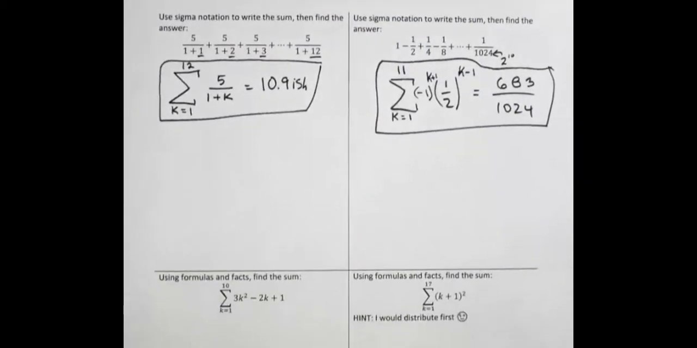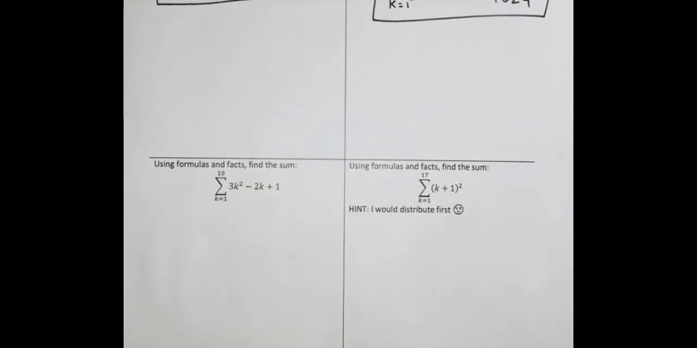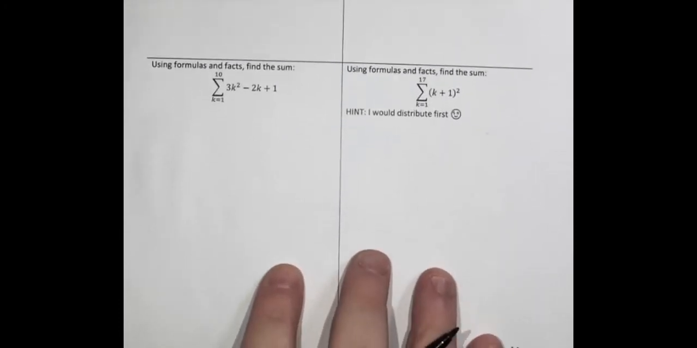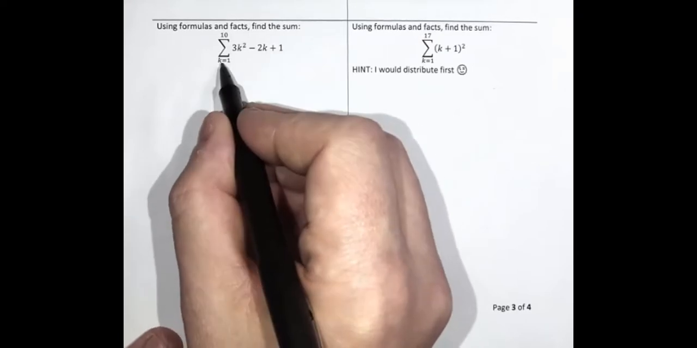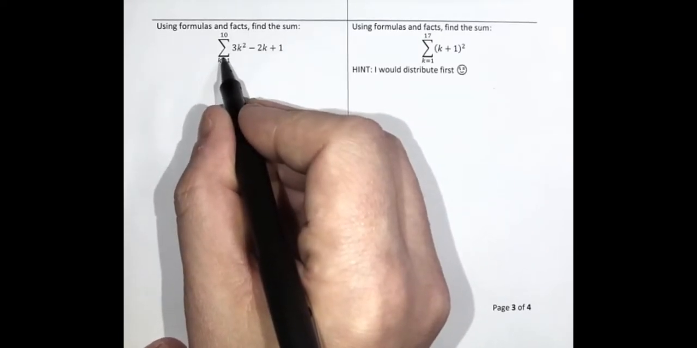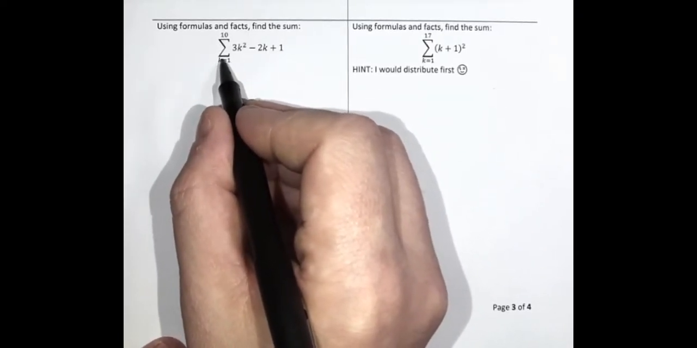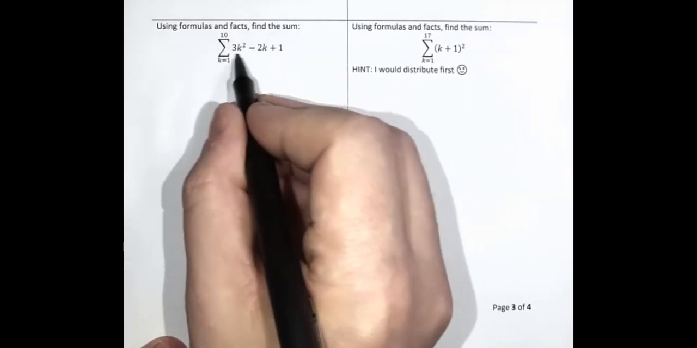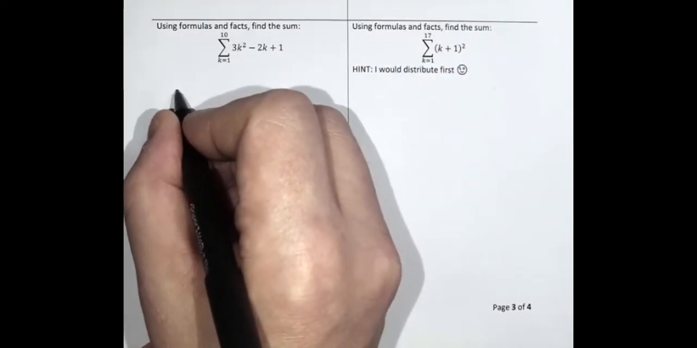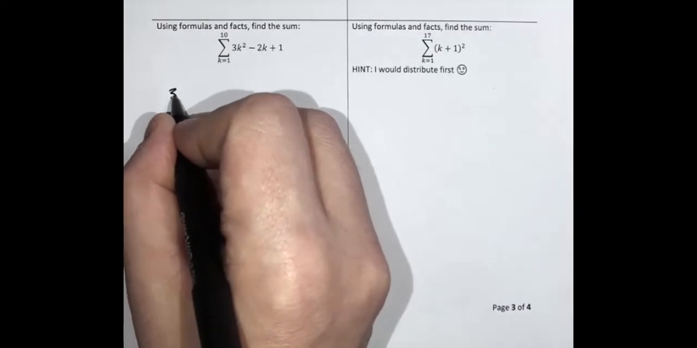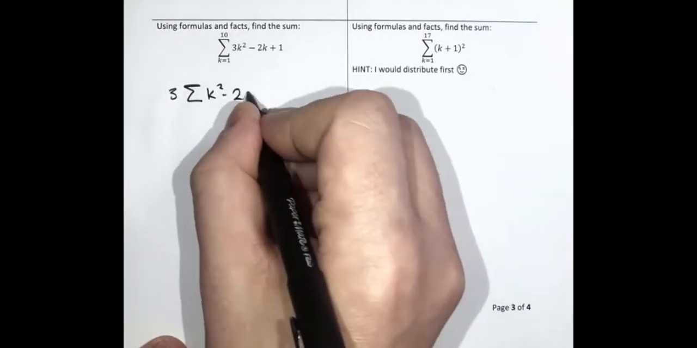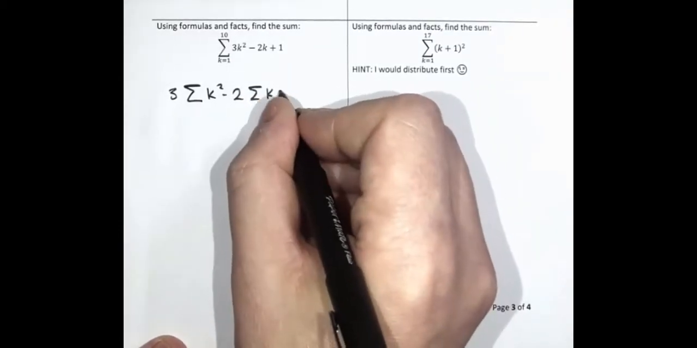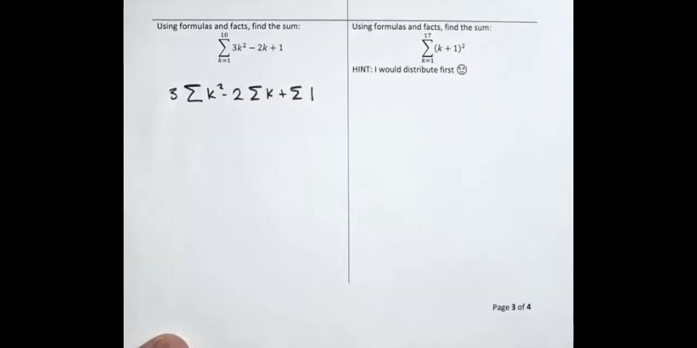Okay. Next, it's asking us to use the formulas and facts to see if we can figure out what this is. First of all, we can use the facts in order to pull the summation notation through the pieces here. So we end up getting 3 times the sum of k squared minus 2 times the sum of k plus the sum of 1.